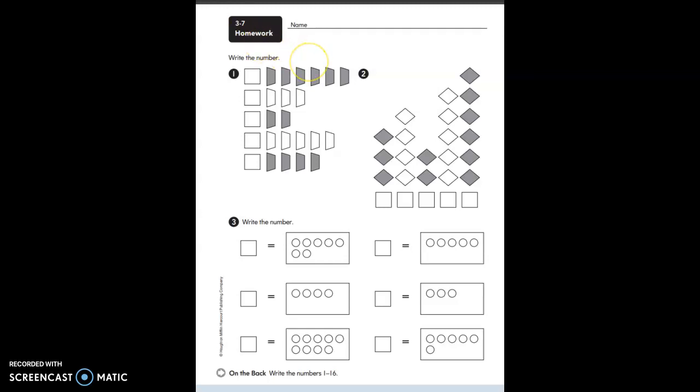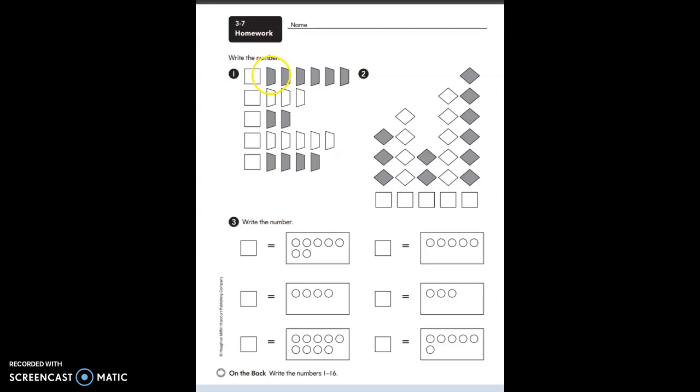All right, in your Math Expressions homework and remembering packet, you're going to open to the next page, and that's 3-7. You'll see that at the top, 3-7. The first direction is write the number. And just like the other day when we worked in this packet, you are going to count the shapes in gray and then white and gray and write the number in the square.